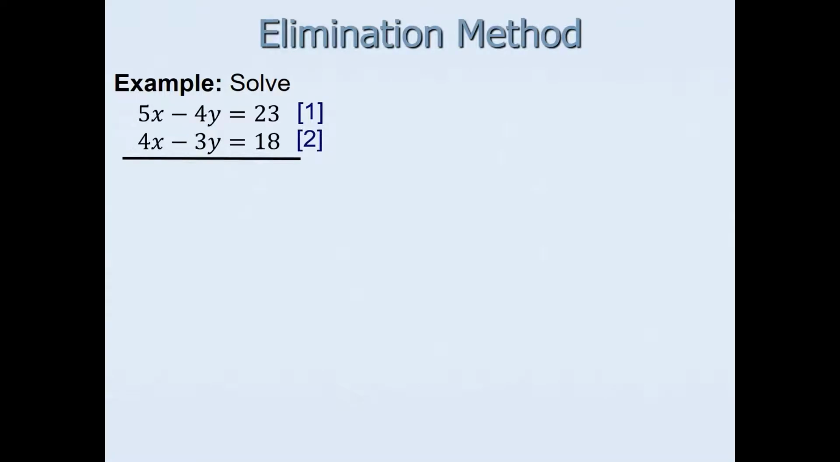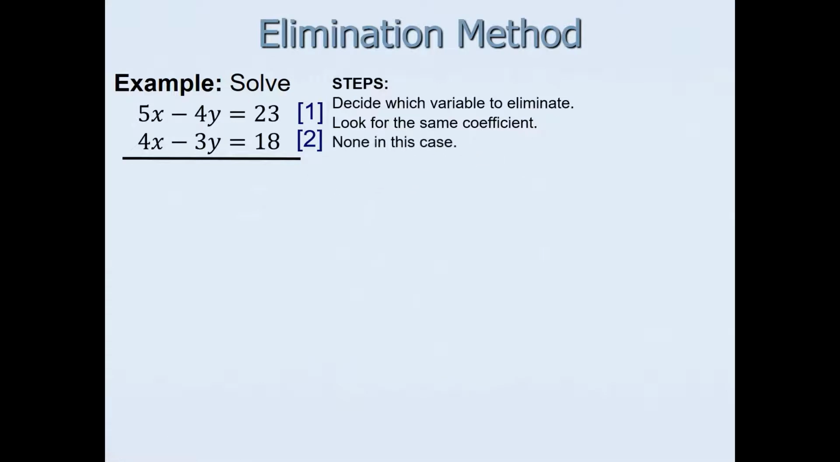Now in order to solve this pair of simultaneous equations, we will need to decide which variable to eliminate first, and in order to do that you will need to look for the same coefficient, and in this case unfortunately none of the coefficients are the same. As you can see, the coefficient of x is 5 for the first equation, and in the second equation it's 4. And the coefficient of y is -4 in the first equation and -3 in the second equation. So none of the coefficients are the same in this case.